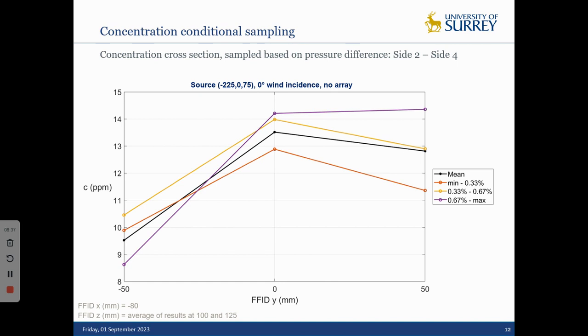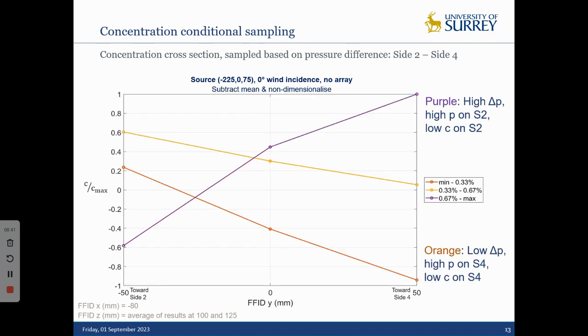So it's hard to deduce much from this, but on this slide, I've subtracted the mean and non-dimensionalized the concentration. If you look at the purple line, this is the highest pressure difference between those two sides, which indicates the pressure is highest on side 2, so the negative Y direction. So that's when the pressure is highest in this direction where concentration is lowest, and then vice versa for the orange.